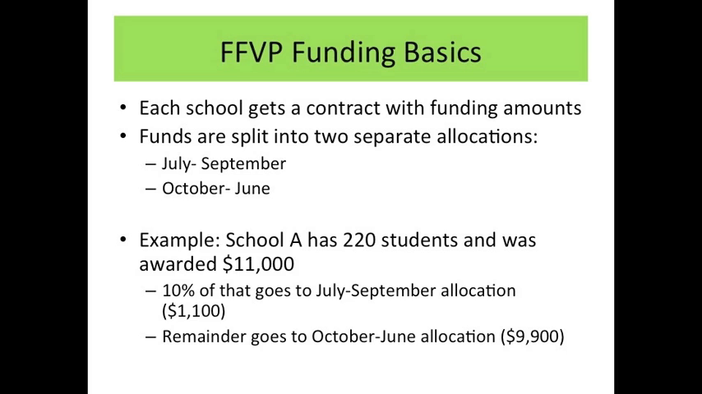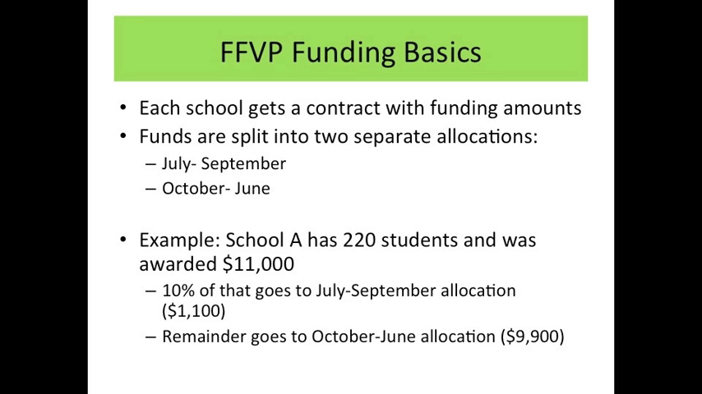First, we are going to review the FFVP funding basics. Each school gets a contract with specific funding amounts that must be spent throughout the year. Funds are split into two separate allocations due to USDA's fiscal calendar. The first pot of money is for July through September expenses, and the second pot of money is used for the remainder of the school year, or October through June.